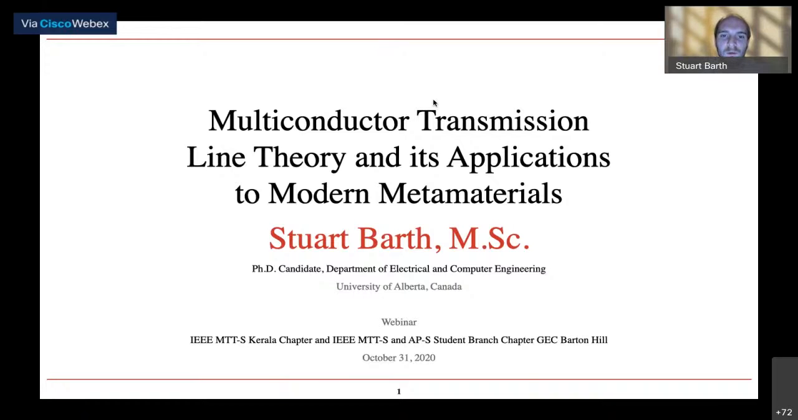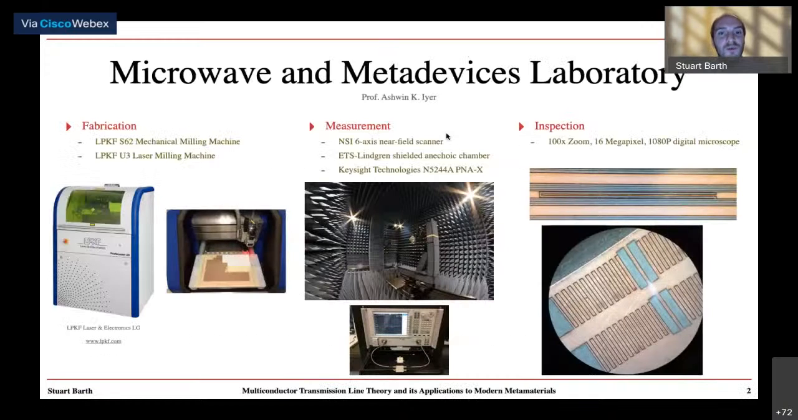So today I will be going over a quick introduction to where I work at the University of Alberta, where I am a PhD candidate. I work in the Microwave and Meta Devices Laboratory under the supervision of Professor Ashwin K. Iyer. In this laboratory, we have access to several state-of-the-art equipment, notably some fabrication equipment.